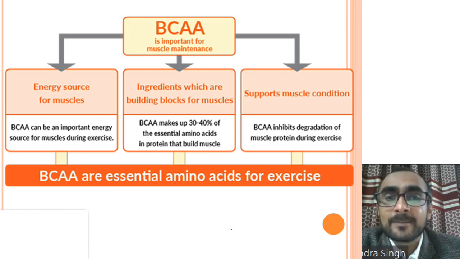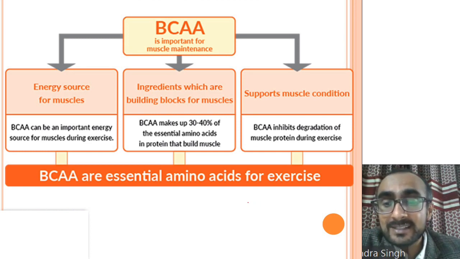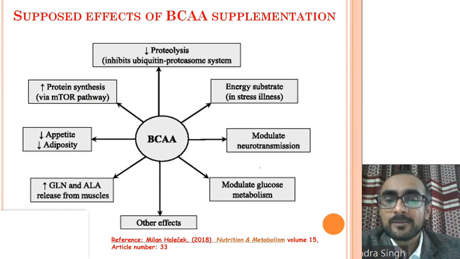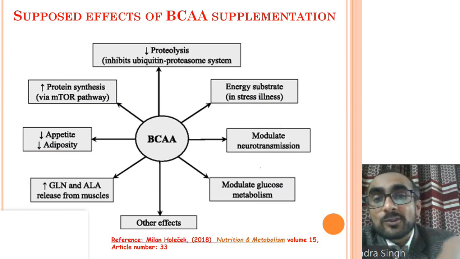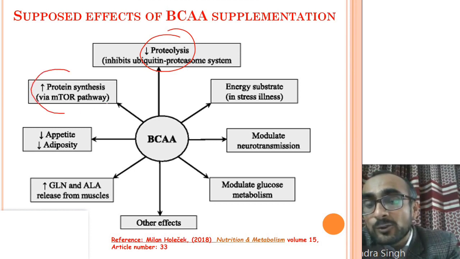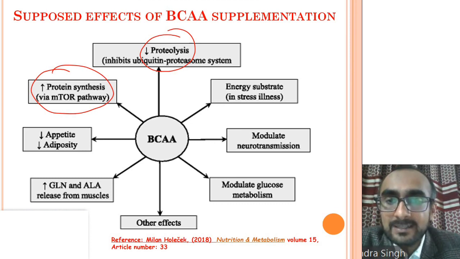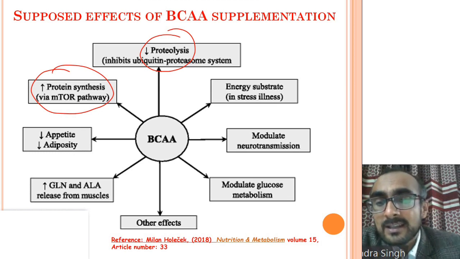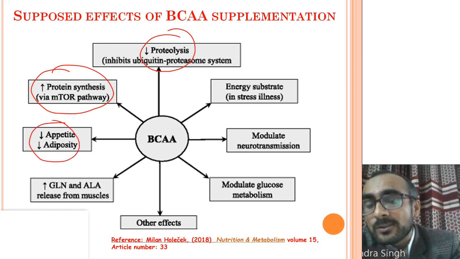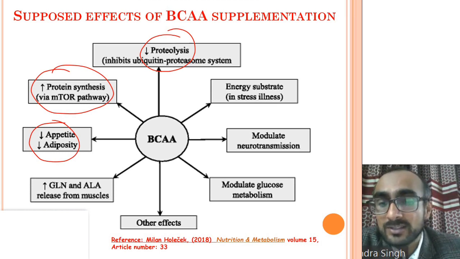In fact, these branched chain amino acids promote muscle protein synthesis. In one of the studies it was found that they play a lot of role along with decreasing proteolysis in the muscles, so proteins are not degraded. They were found to increase protein synthesis, so more protein, more muscle can be built in the presence of these amino acids. They reduce appetite, and they also reduce adipose tissue deposition, so fat deposition is also reduced by branched chain amino acids.